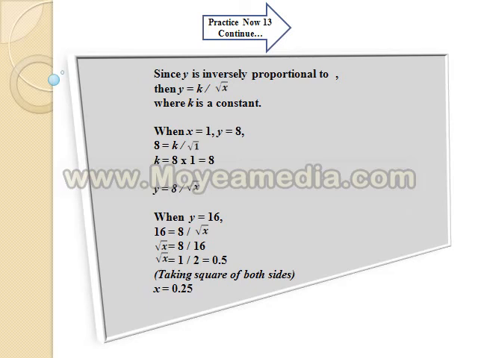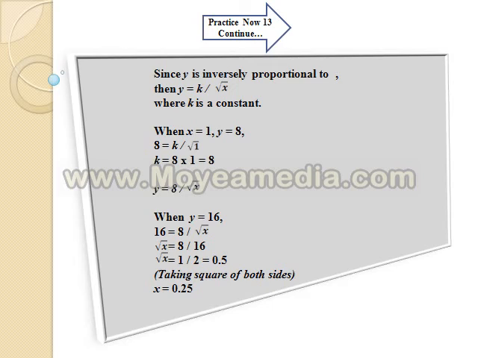So under root x is on the right side. I brought it on the left side. So it's equal to 8 divided by 16. I brought the 16 from left to the right side. It will be divided on the right side. So under root x is equal to 1 over 2, which is 0.5.